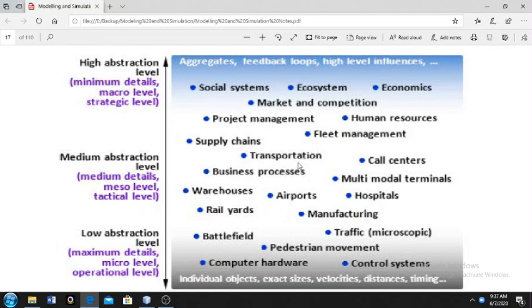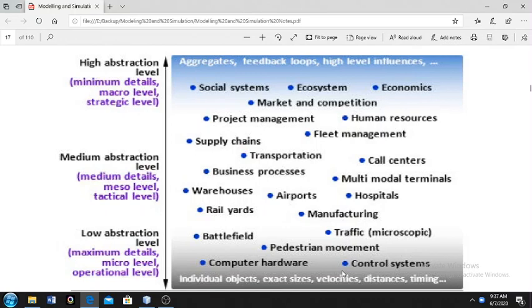Now you can see that they are clustered into three levels of abstraction. We have the low abstraction level, the medium abstraction level, and then the high abstraction level. So it means that these areas down here, like battlefield, traffic, pedestrian movement, computer hardware, and control systems, have a low abstraction.